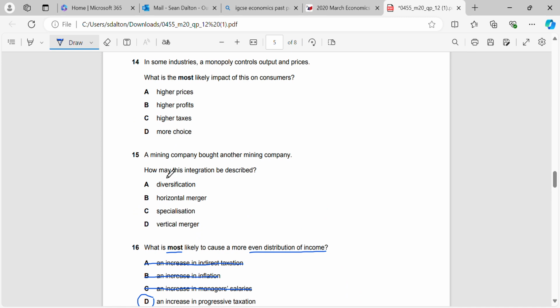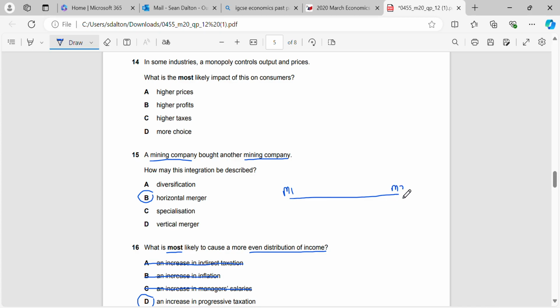Okay, question 15. A mining company bought another mining company. How may this integration be described? Okay, this would be described as a horizontal merger. I think about it this way, horizontal line, right? Here's mining company number 1. Here's mining company number 2.